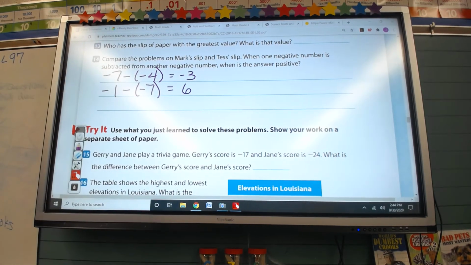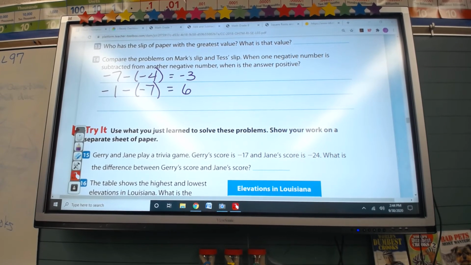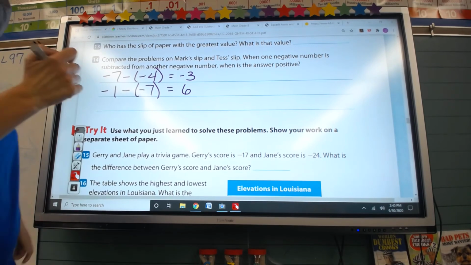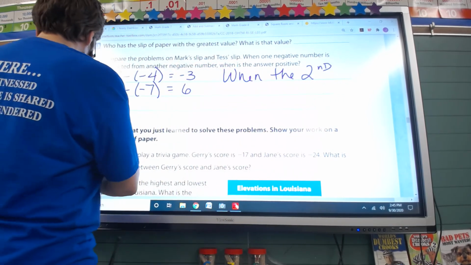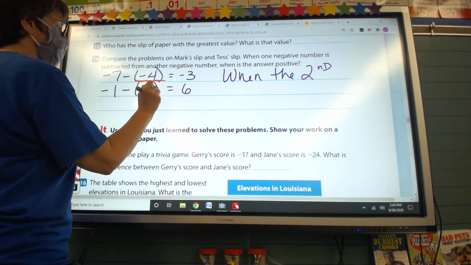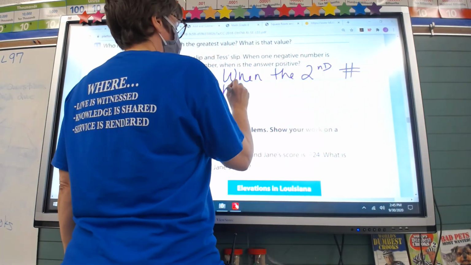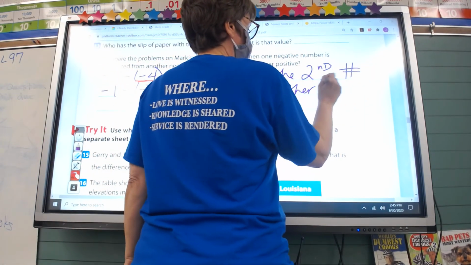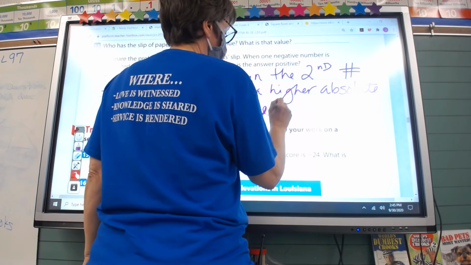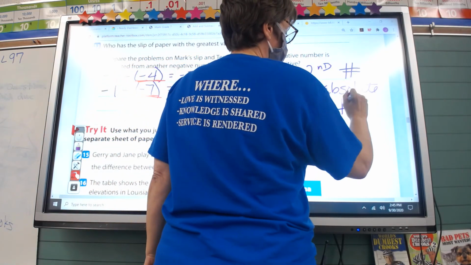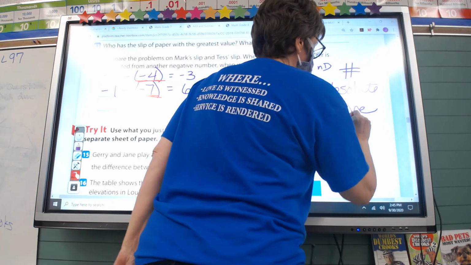What did our book say? I always love to read what the book says. When two negative numbers are subtracted, the result will be positive if the number being subtracted has a greater absolute value. Landon said when the second number has a greater absolute value. So Landon's saying when this one has a greater absolute value than the first one. I'm going to abbreviate. Value, it equals a positive answer. I could put answer under that.